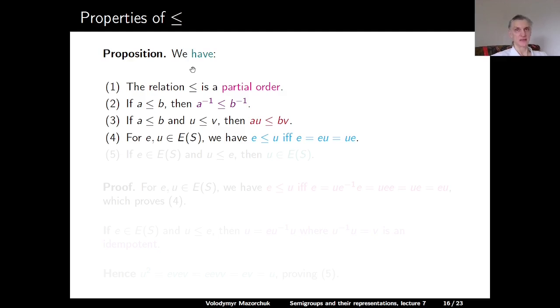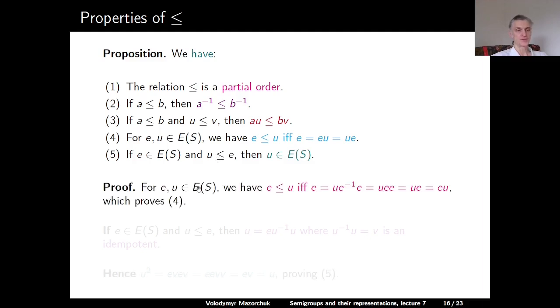So this relation satisfies with the partial order which we defined on idempotents. And 5, if we have an element U which is less than or equal to some idempotent E, then U itself is an idempotent. Proof. If we have two idempotents E and U, then E is less than or equal to U if and only if E is equal to U, E inverse E. E inverse is E because E is an idempotent, so this is UEE, which is UE, and since they commute, this is EU. And this proves property 4.